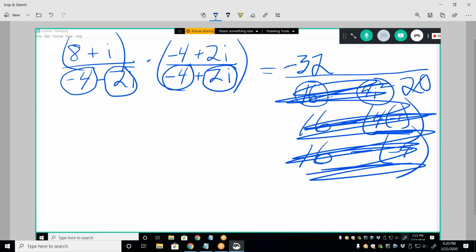Okay, so then the next term would be plus 16i. Okay. Now the inside. Minus 4i. And then the last. Plus 2i squared. Okay. Now we have to simplify the numerator. We're going to be able to combine those two terms because they're both i's. And we're going to be able to combine that term and that term because they're both real numbers.